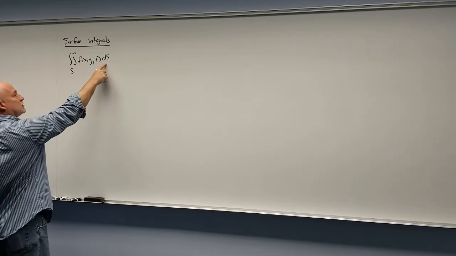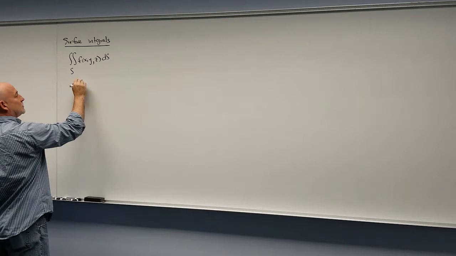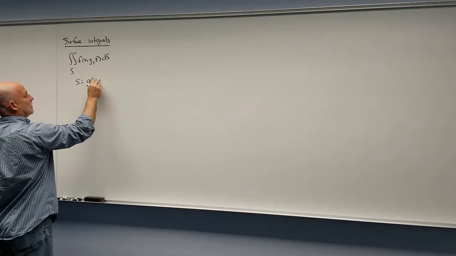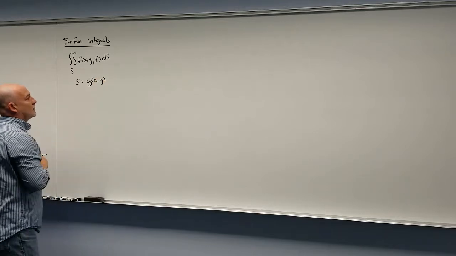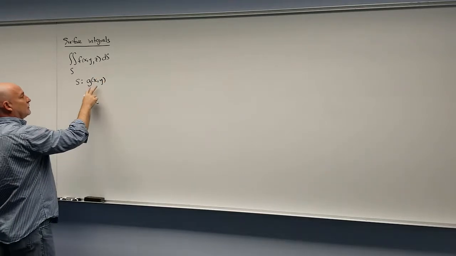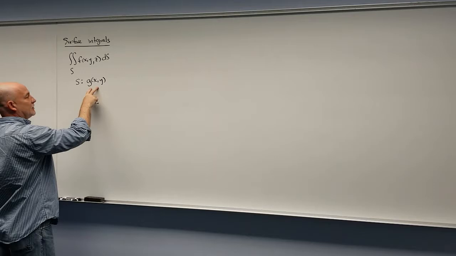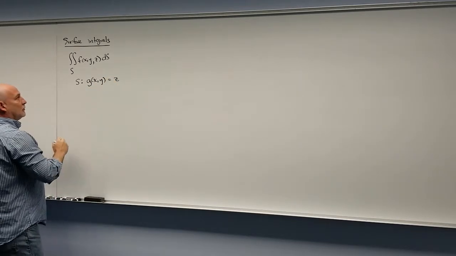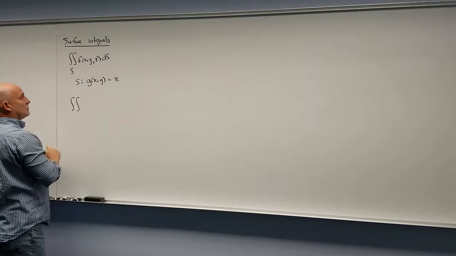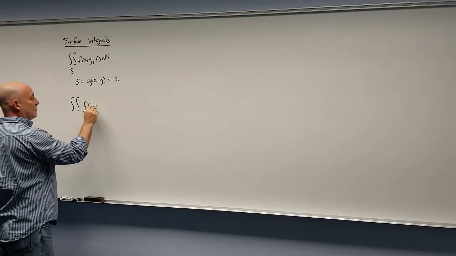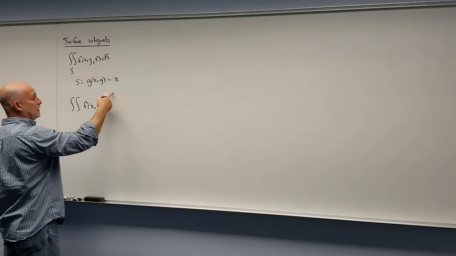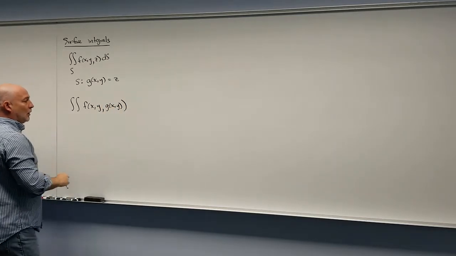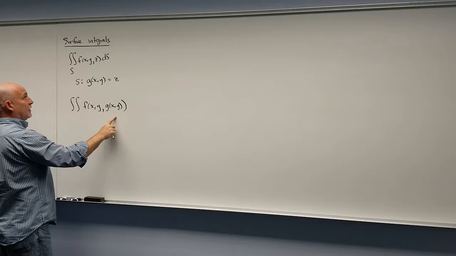What is our surface? Well, let's say that our surface is some function, let's call it g, of x and y. So in this case, if our surface is some function of x and y, that means that's what z is equal to. So this is going to be a function of x and y, and we know z is also a function of x and y. So now we can get this in terms of all of x and y.